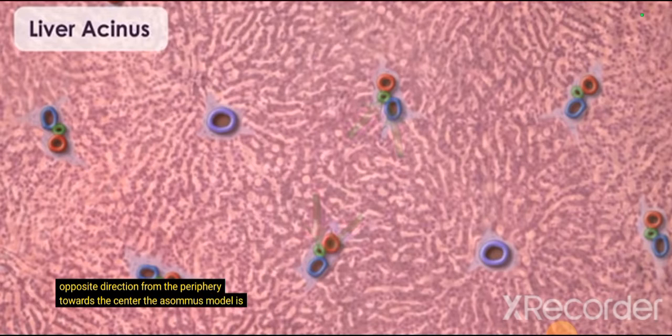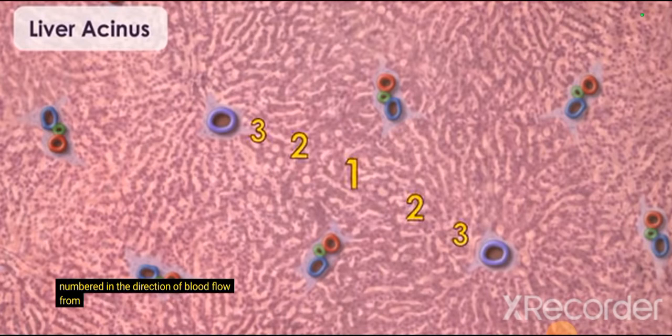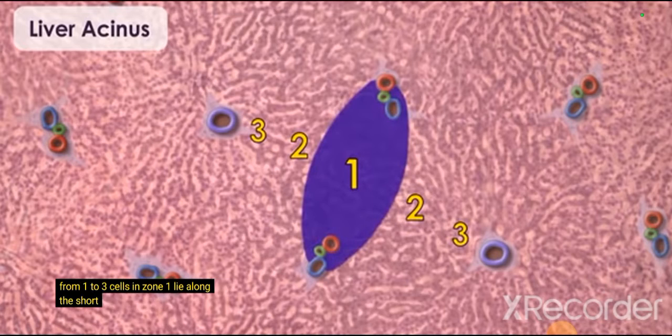The acinus model is important because it emphasizes the metabolic differences in hepatocytes between the portal triads and the central vein. The cells in the acinus are divided into 3 zones and are numbered in the direction of blood flow, from 1 to 3. Cells in zone 1 lie along the short axis between the portal triads. Thus, these cells are first to receive everything in blood, including oxygen, absorb nutrients, and absorb xenobiotics.